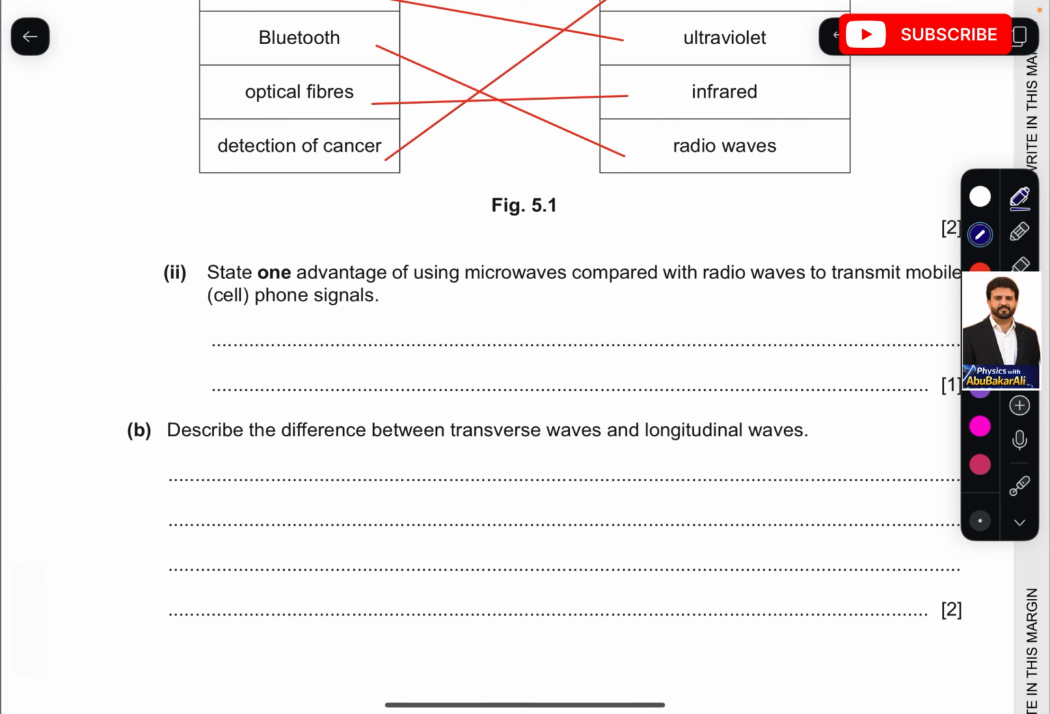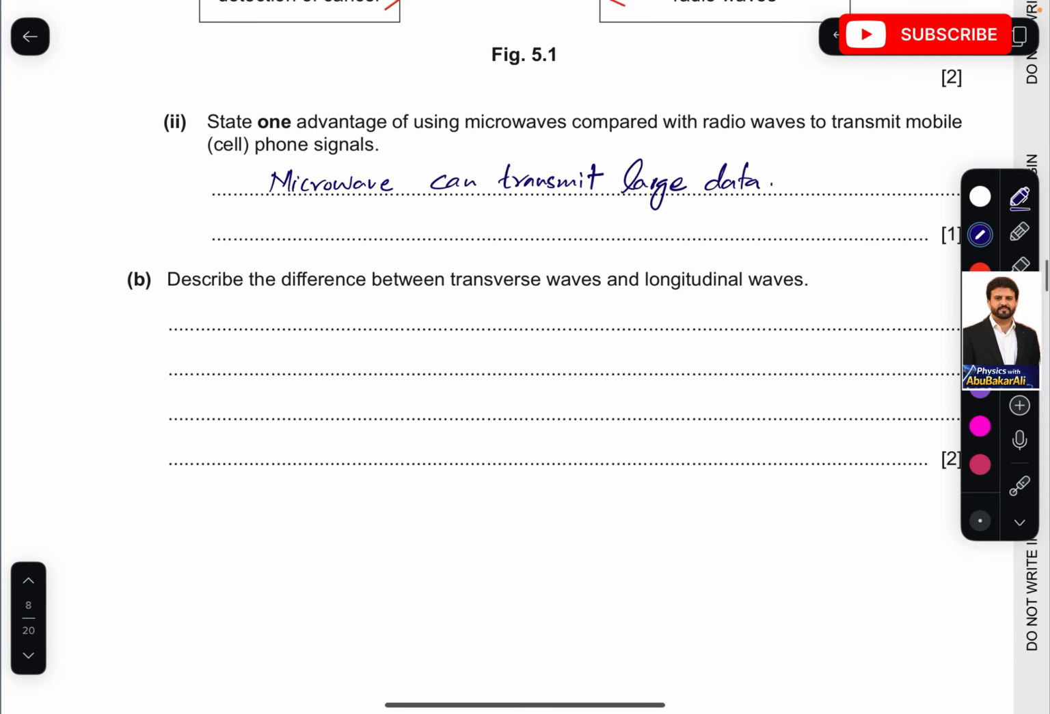Okay, so state one advantage of choosing microwave compared with radio wave to transmit mobile cell phone signals. Why do we use microwave? Because microwaves can transmit large data. You can also write that they can easily pass through the atmosphere. Secondly, they need a small antenna to receive the signals. These are all the advantages that you can write down. You just have to write down one of them.